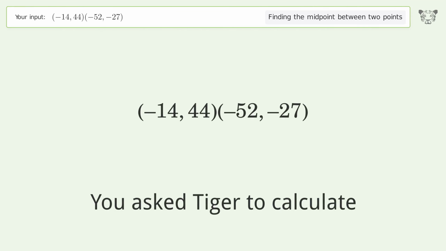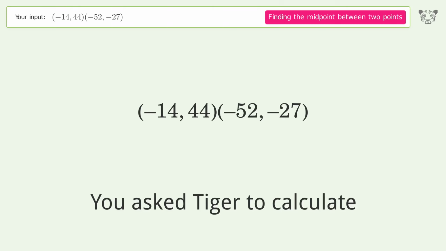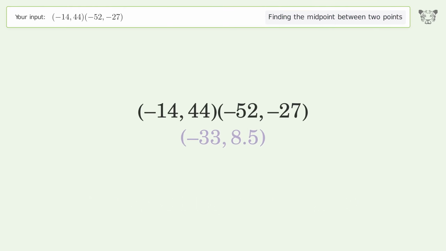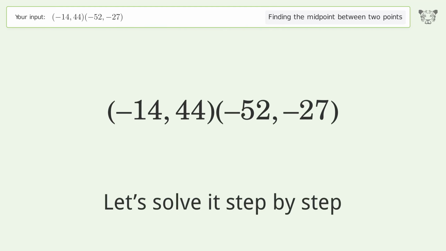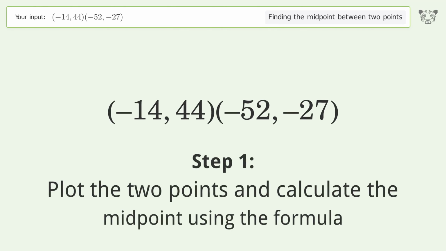You ask Tiger to calculate. This deals with finding the midpoint between 2 points. The midpoint between the 2 points is negative 33, 8.5. Let's solve it step by step. Plot the 2 points and calculate the midpoint using the formula.